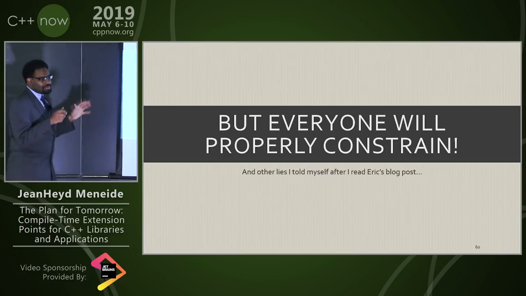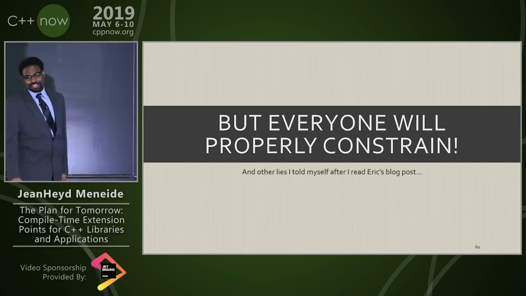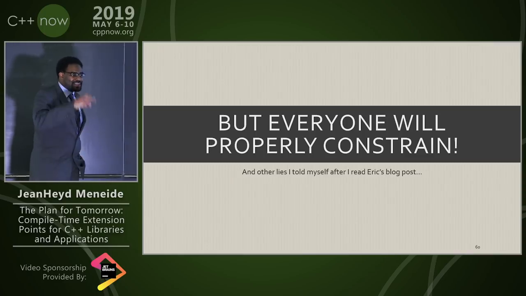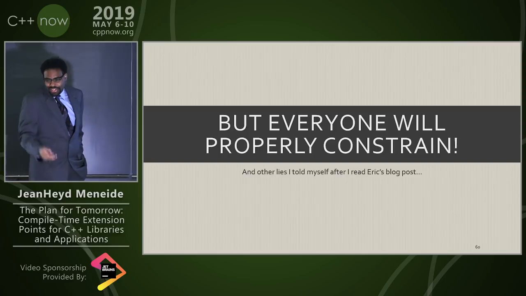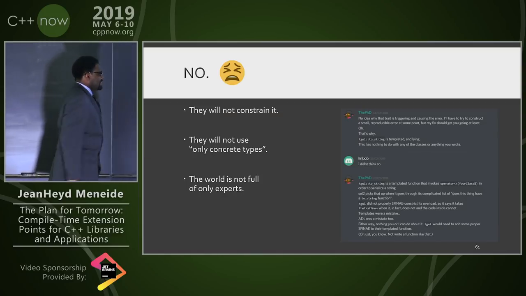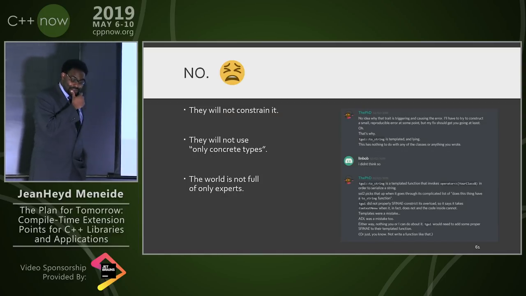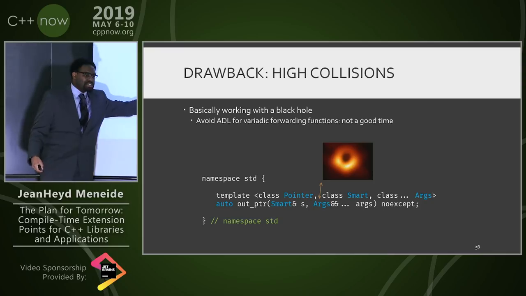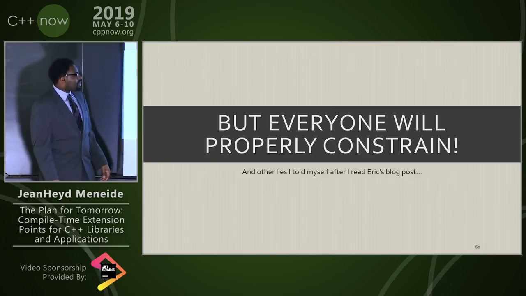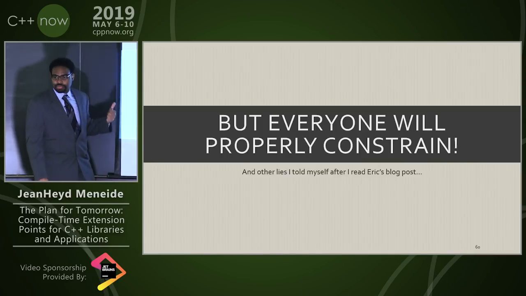But most people are like, everybody will properly constrain their function, right? Who's gonna just write some overload that's templated that just takes anything? Like, you don't write code like that. Yeah, people do. They do. As part of my promise for working on this and getting it proposed to the standard, I went and implemented all of these extension points.